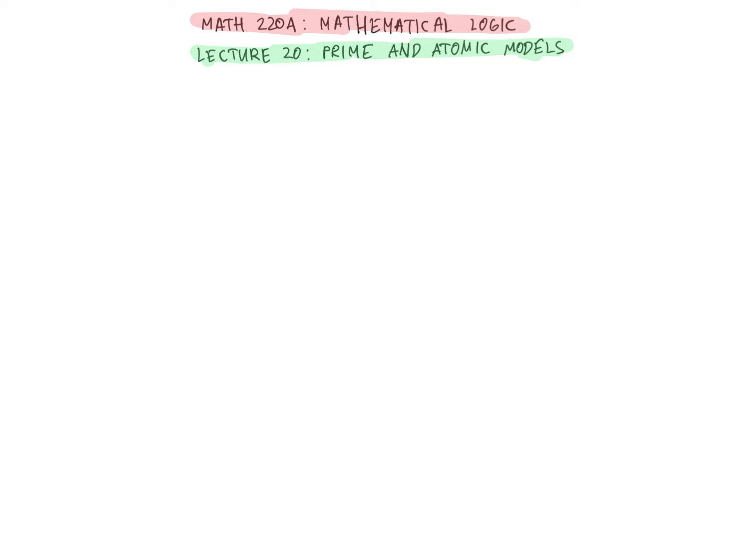Today we will use the omitting types theorem from the previous lecture to study small models of a complete theory. Throughout this section, we will assume that L is a countable language, and we will assume that T is a complete L-theory with infinite models.